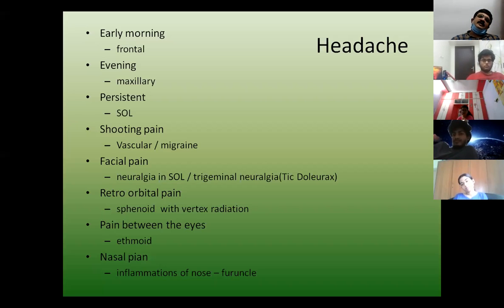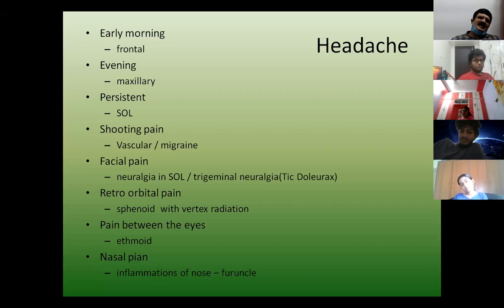Suppose the headache is such that it is not allowing you to open your eyes. Your eyes are bulging, you are experiencing these sensations, and you have difficulty in opening your eyes. You can expect involvement of your sphenoid sinus. So remember, sphenoid sinus: the disease will not allow you to open your eyes and do work.